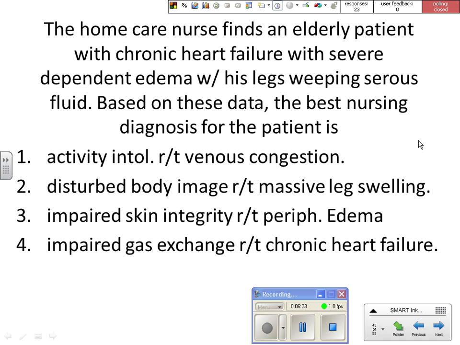But a lot of you wanted to go with gas exchange because we saw ABCs. Chronic, and there's nothing in here that says he has any problems with his breathing. His problems are the dependent edema and the weeping legs.